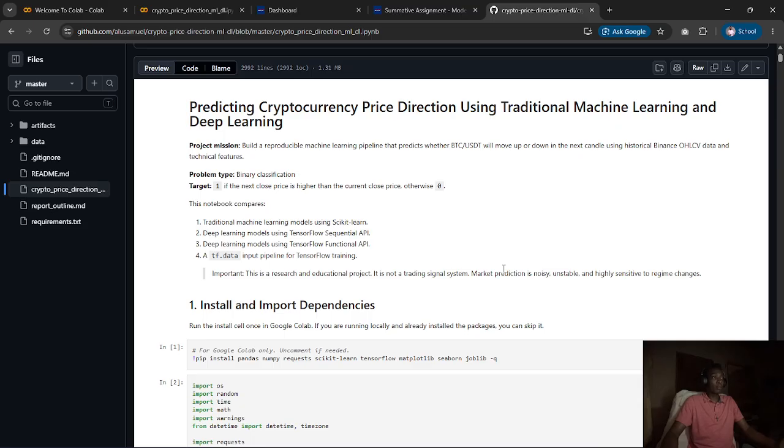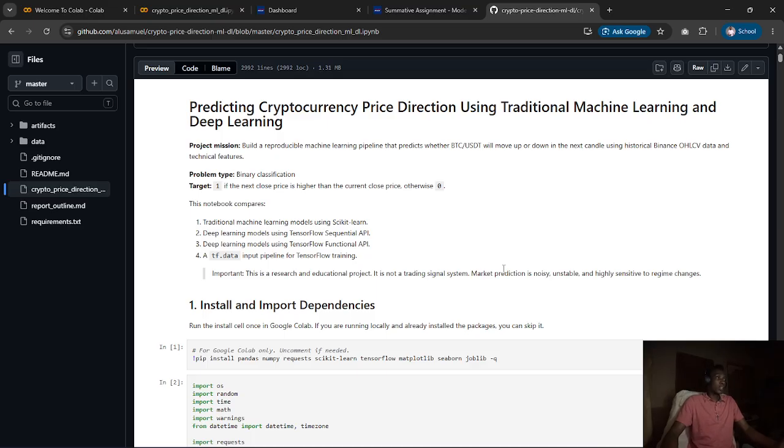I chose this topic because it is connected to financial cryptocurrency market analysis. Many traders use technical indicators such as RSI, MACD, moving averages, volume, volatility, and Bollinger Bands. However, using indicators manually does not prove that they are predictive. This project tests whether these market features can provide useful information when used with traditional machine learning and deep learning models.